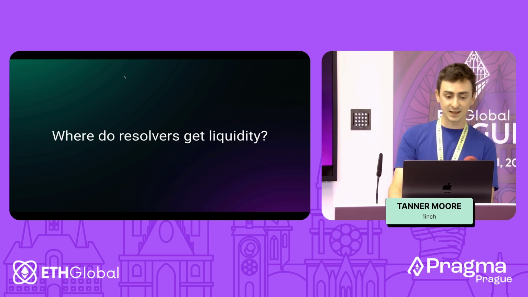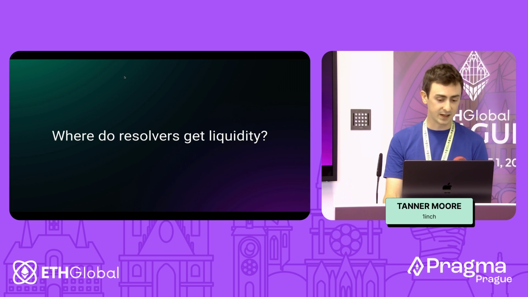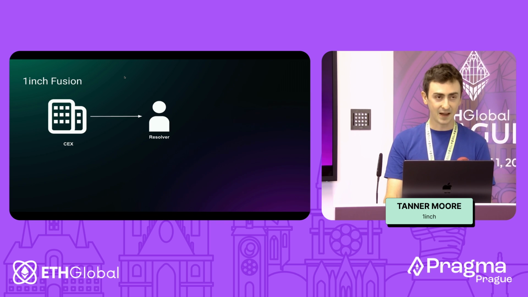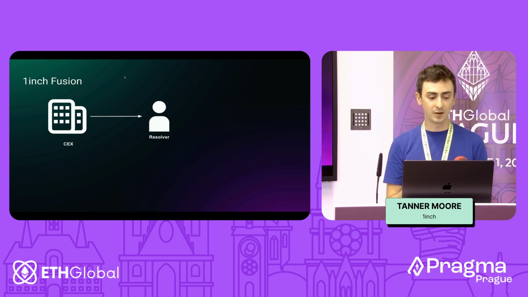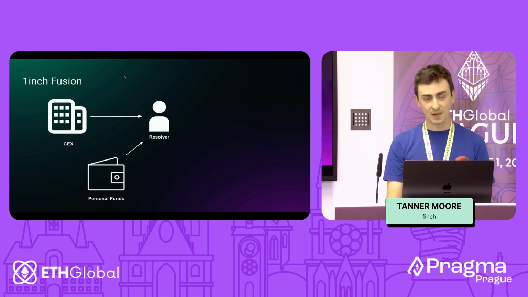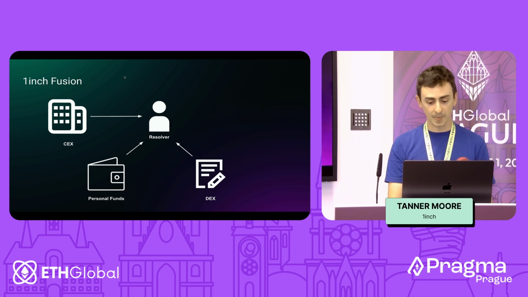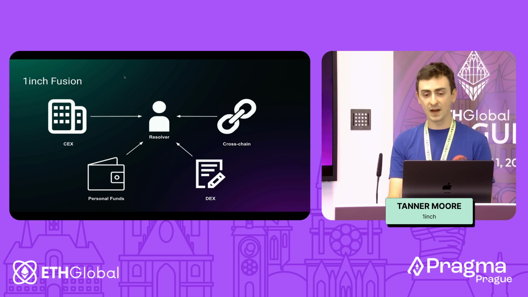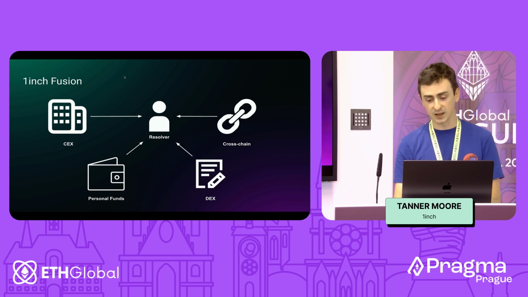So a question you might be asking is, where do these resolvers actually get the liquidity to do these swaps for the user? And that's kind of the beauty of the Fusion system: it's really up to whatever the resolver themselves wants to do. So maybe they're doing something with centralized exchanges. Maybe they're just a family office who's using their own funds to make these swaps happen. Maybe they found some interesting technique that they could use with DEXs, or maybe they found some arbitrage opportunities using different chains.